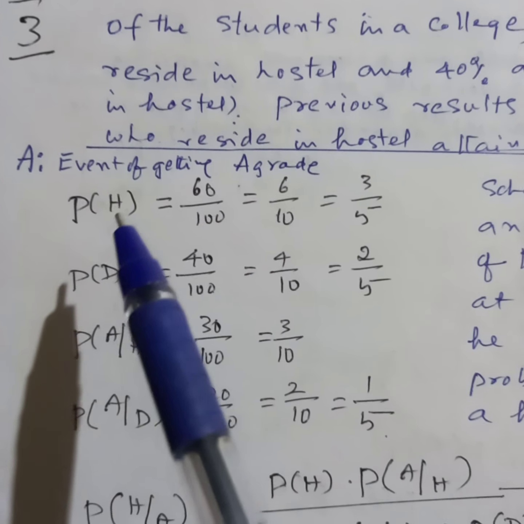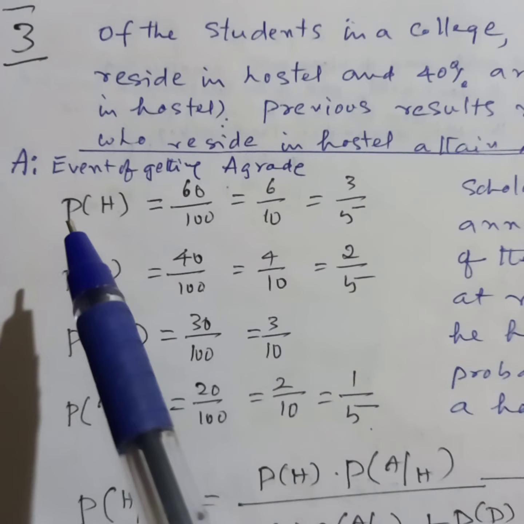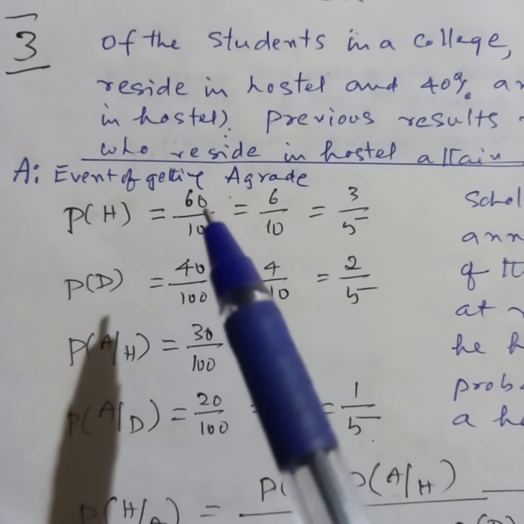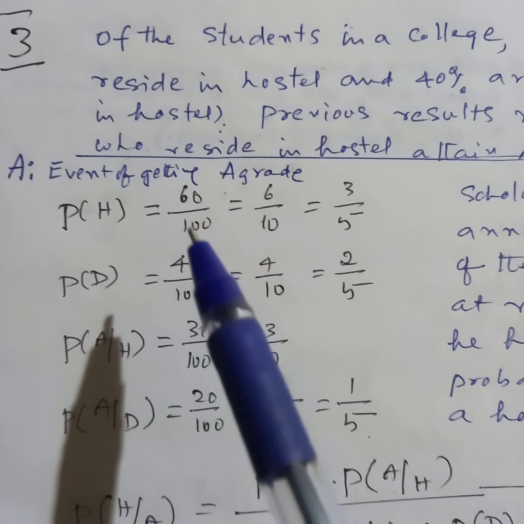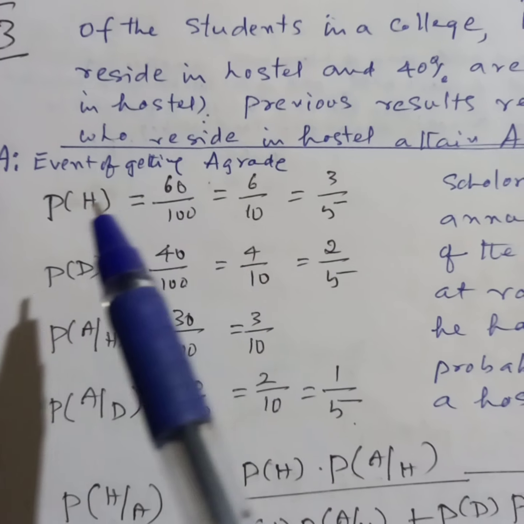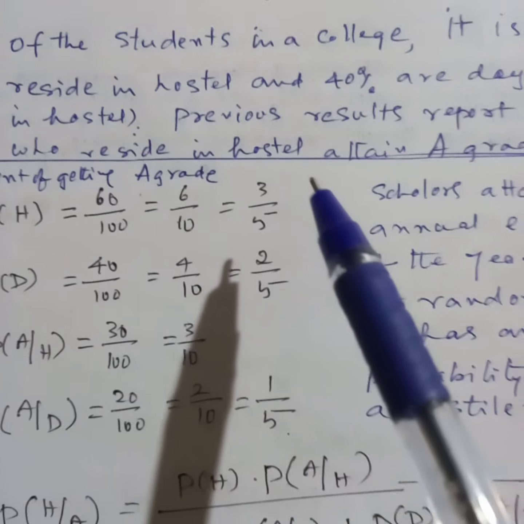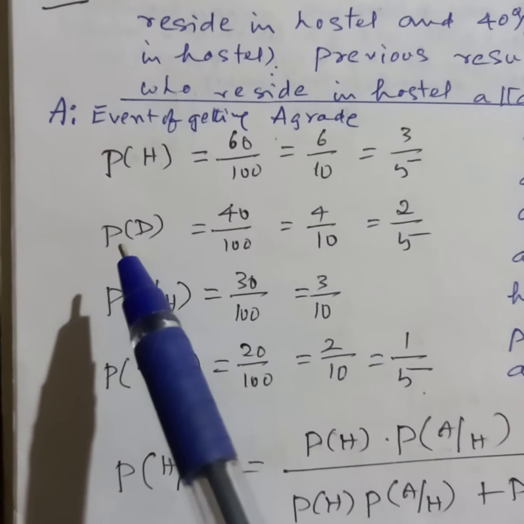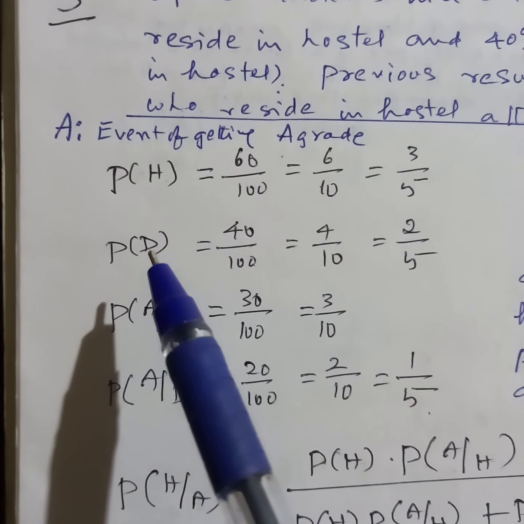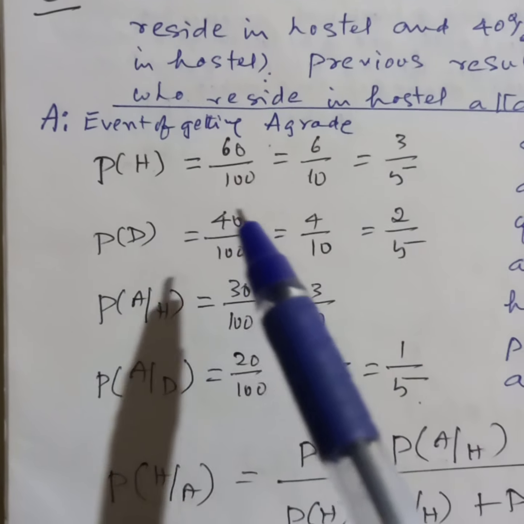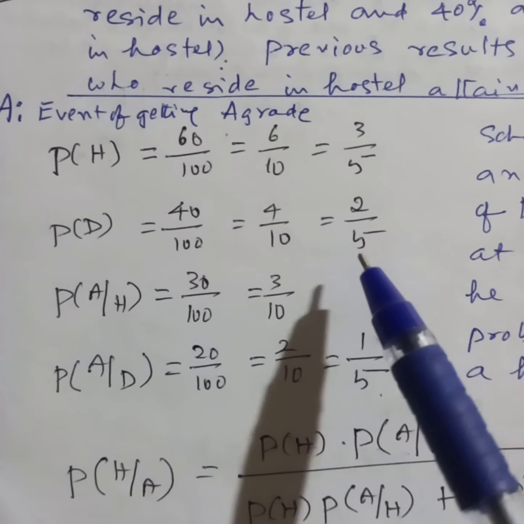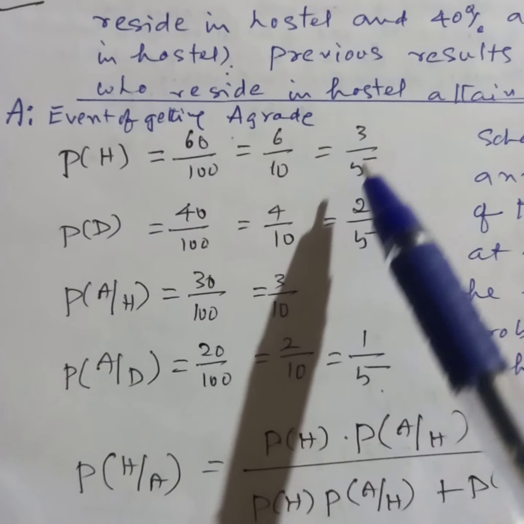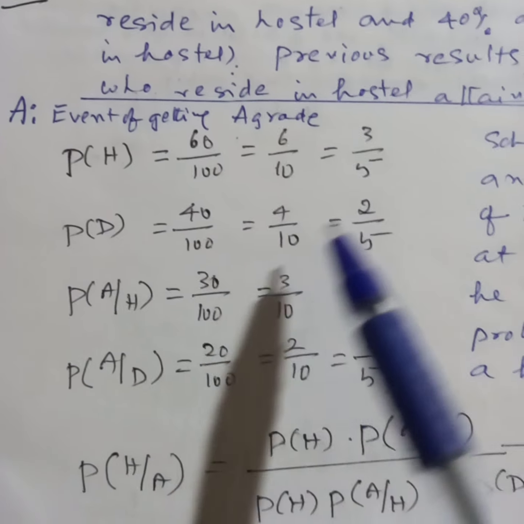H means the one who stays in a hostel. So the probability of hosteler: 60 out of 100, those who stay in a hostel. If you simplify this, we get 3 by 5. The probability of the day scholars, how many of them are there? 40 out of 100. If you calculate, you will get 2 by 5. So P(H), the probability of hostelers, is 3 by 5. The probability of day scholars is 2 by 5.